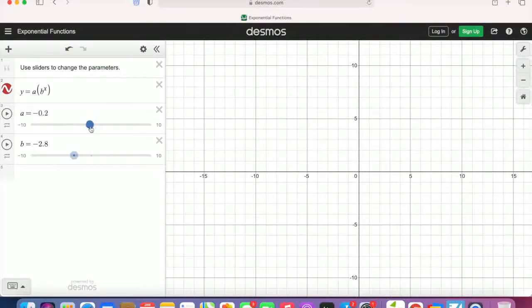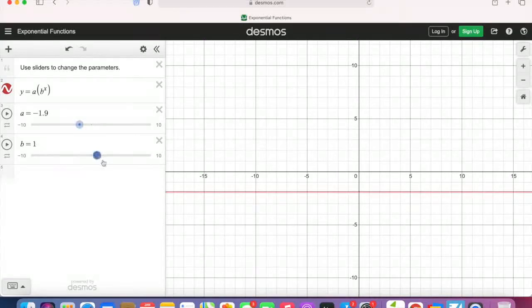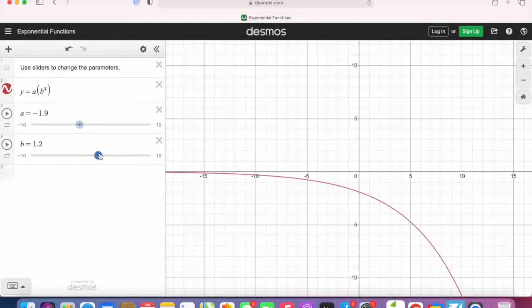All right, what happens if A is negative and B is, I'll just say, 1? Well, if B is 1, isn't this just going to be 1? Because no matter what power x is, this is just going to be 1. So we'd have y equals A, whatever A is, what my horizontal line would be. So B is going to have to be something other than 1.